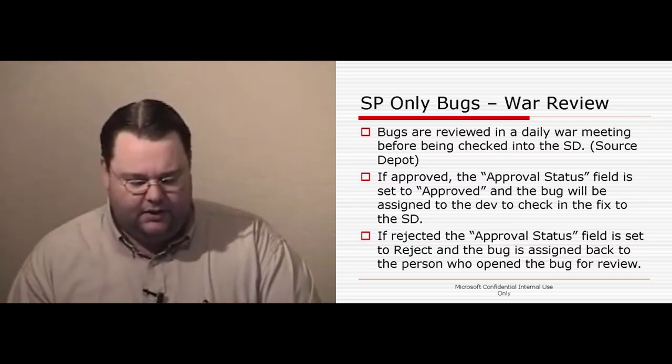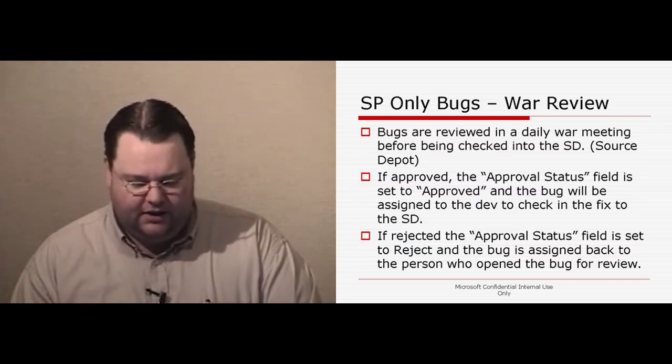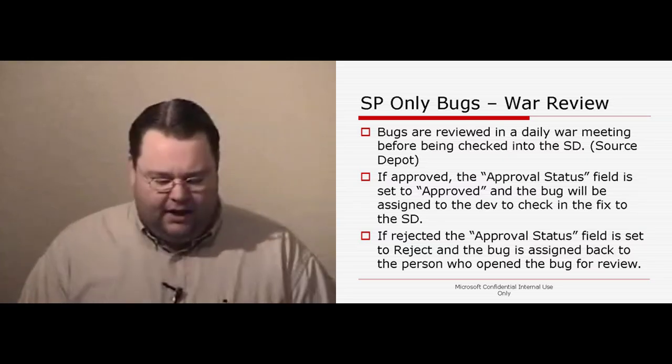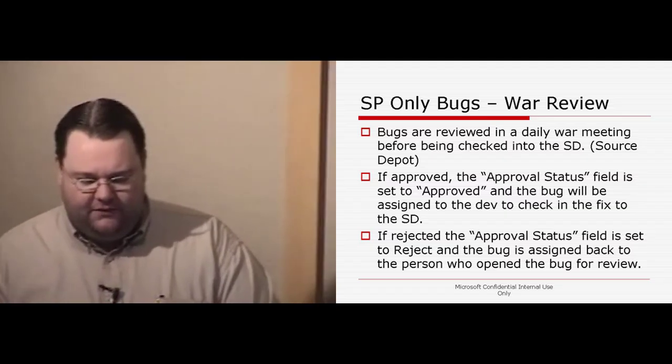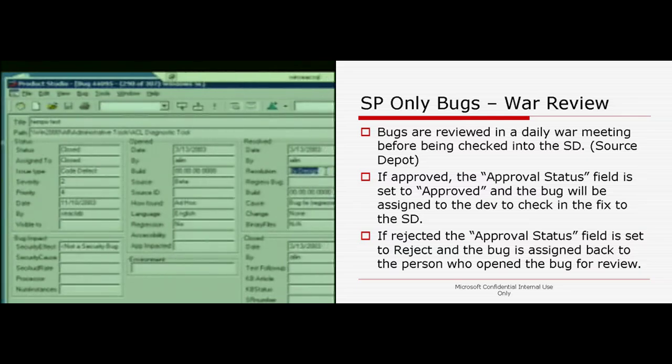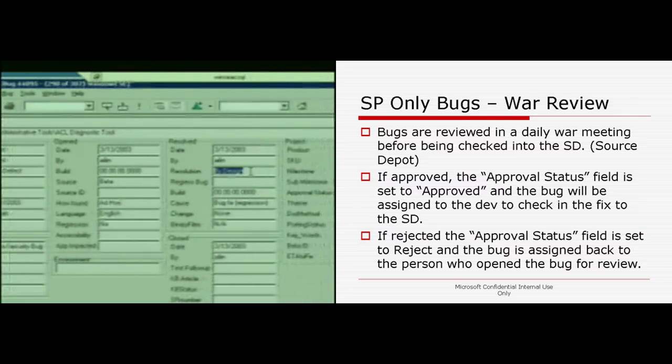Sure. So the question was, this one got closed out as a code defect, but there is no approval status. So the question was, how did that happen? So this was opened up as a code defect. It was resolved over here on this date by this person, and it was resolved as by design. By design bugs will never go to WAR. So that's why it doesn't have an approval status.